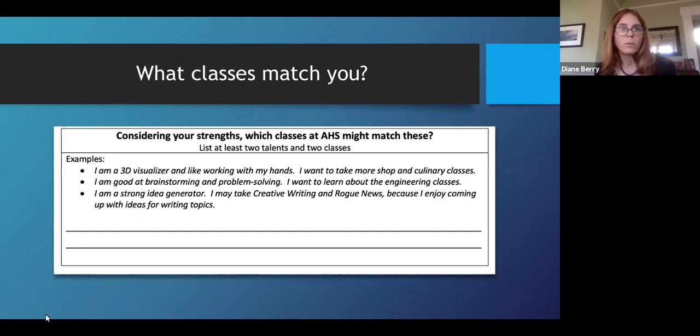Or I'm good at brainstorming and problem solving. I want to learn about the engineering classes. Those are both 2 aptitudes that are really good fits for our engineering series. I'm a strong idea generator. I may take creative writing and journalism because I enjoy coming up with ideas for writing topics. Those are the kinds of sentences we're looking for as you describe maybe a class or 2 that you're interested in that fits with one of your talents, 1 or 2 of your talents.